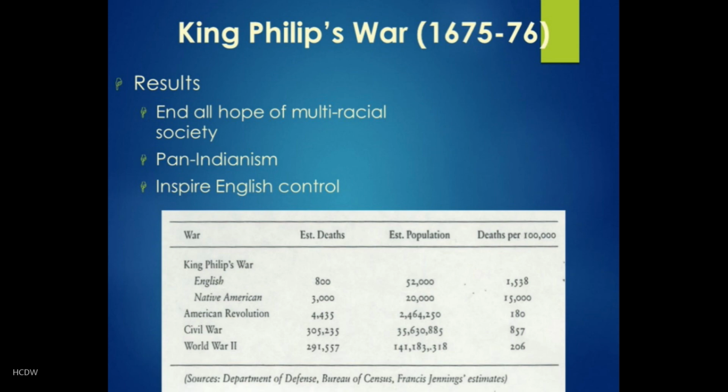It also marked the beginning of a sort of pan-Indian movement. We're going to be coming back to this idea later in the course a number of times, as eventually Indian cultures and societies begin to realize that their only hope of resisting the expansion of English control is to unite and fight together. As I've mentioned, it's not very successful in this war, but we do see the beginnings of that idea.